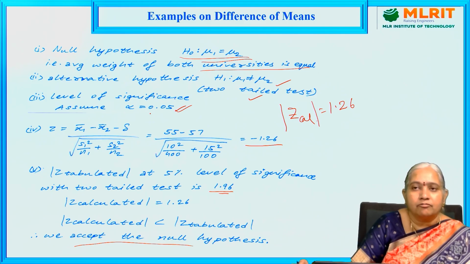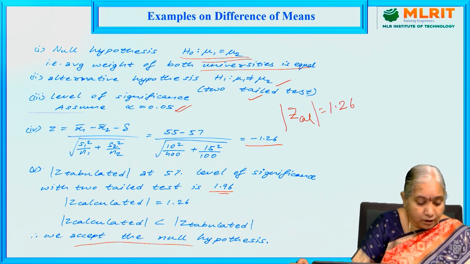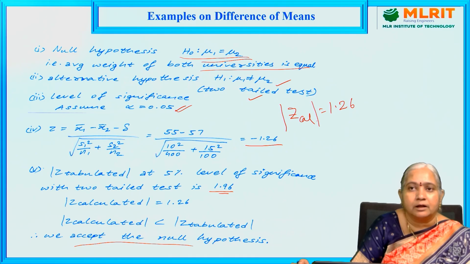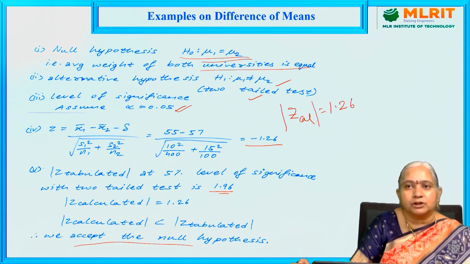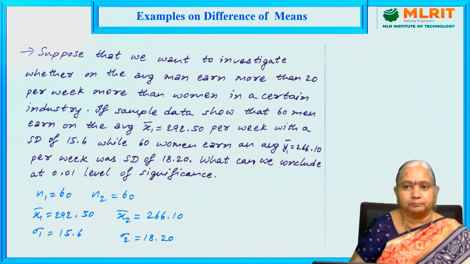There may be 5% error. So what is the null hypothesis? What we have accepted? That is, the mean weights of two university students are equal. There is no significant difference between the weights of the two populations, weights of the students from two populations.